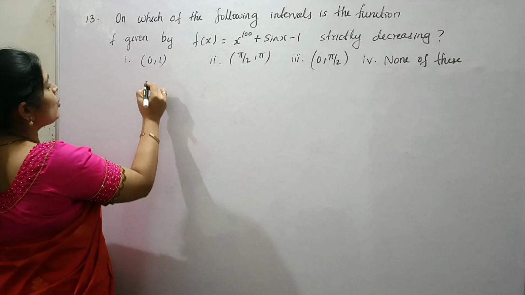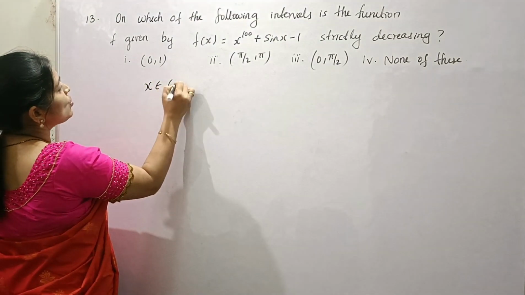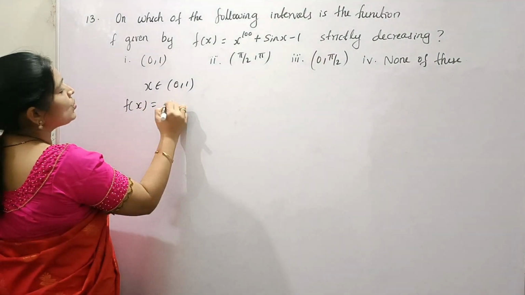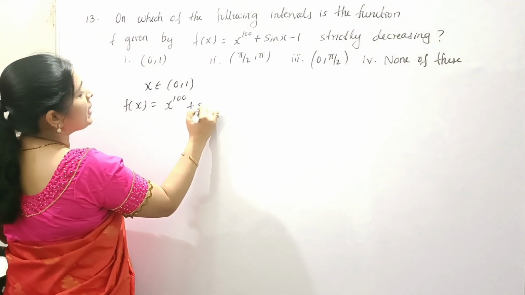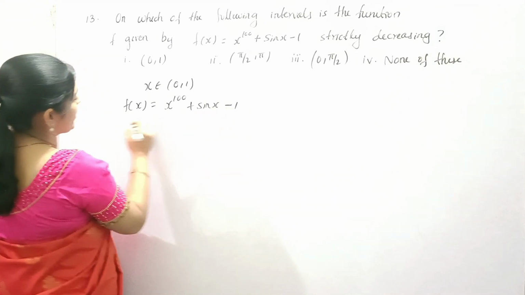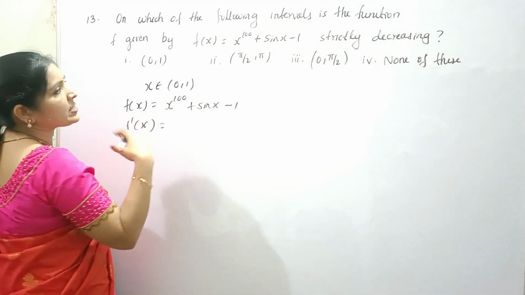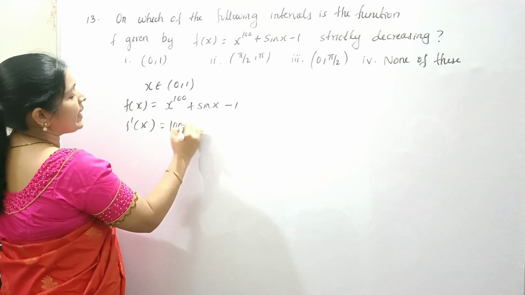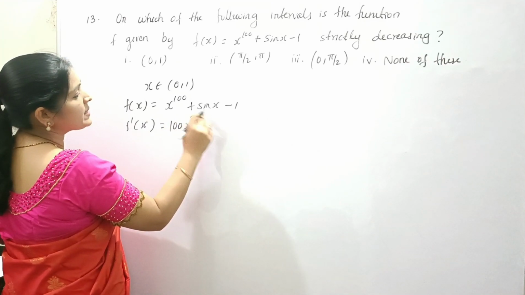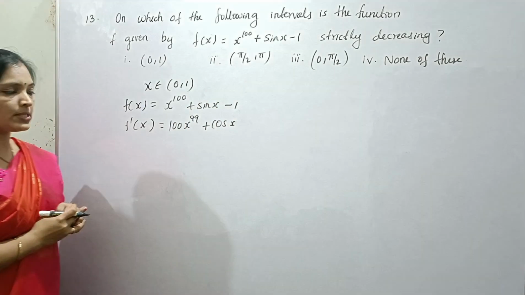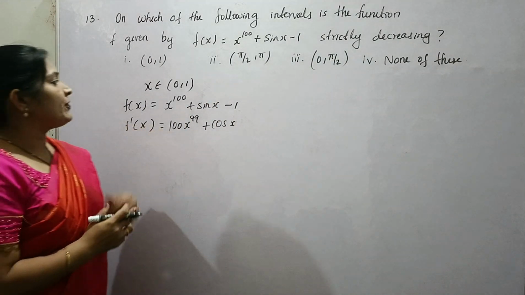First one is 0, 1. When x belongs to 0, 1, our f of x is equal to x raised to 100 plus sin x minus 1. What is f dash of x? F dash of x is equal to the derivative of x raised to 100, which is 100 x raised to 99, plus the derivative of sin x, which is cos x, minus the derivative of 1, which is 0.